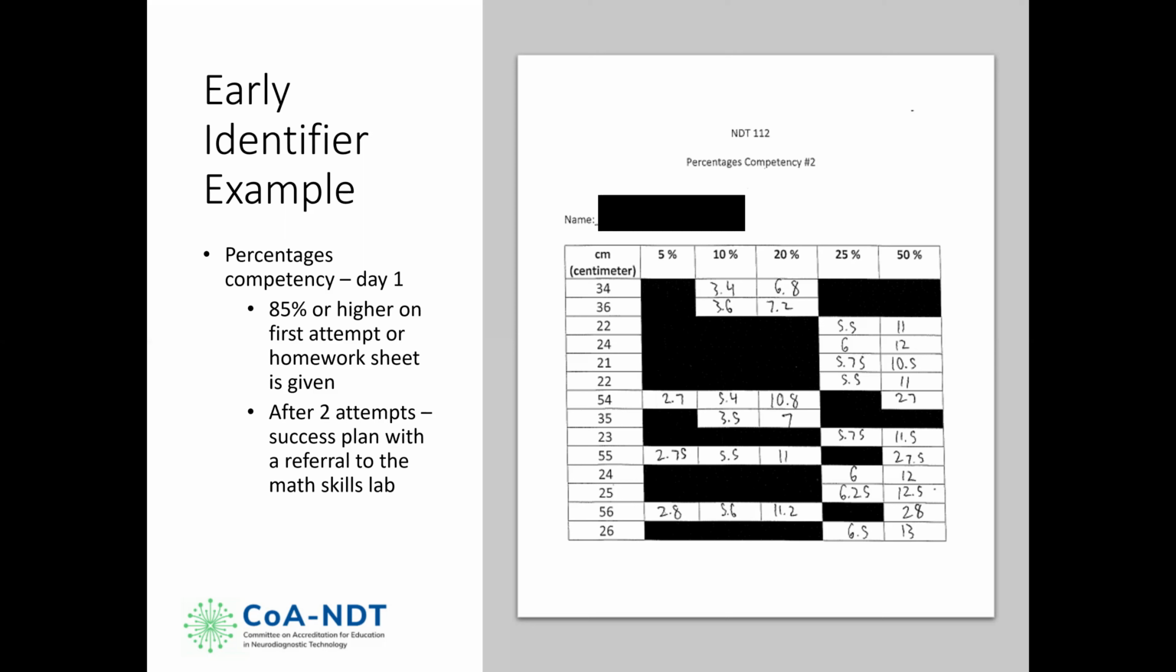So yeah, we've developed this, and it's become very successful. Sometimes they might miss the first competency just because they're in shock that they were given that on the first day. And then after some homework, they realize, okay, I do have my percentages, they pass their second competency with no problem, and then they're able to move on to measurement.